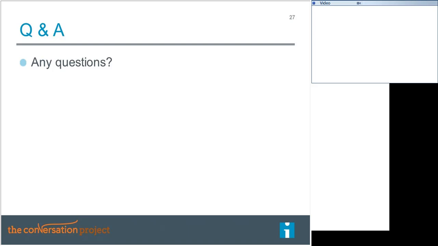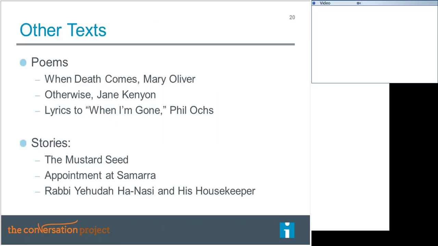Catherine, if you slide your cursor, if you go all the way up to the top of the chat using the bar on the right of the chat box and go all the way back to the top, you will find the references for each of those stories, and I will also see if I can go back for you. Here you go. While we're looking at the other questions, I hope you can see that. The story of the mustard seed, appointment at Samara, and the rabbi and his housekeeper.